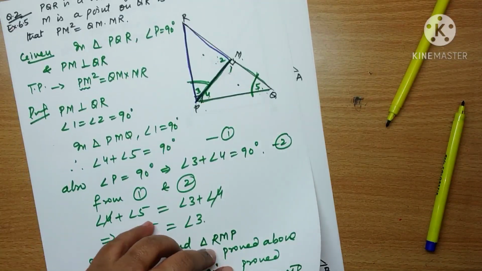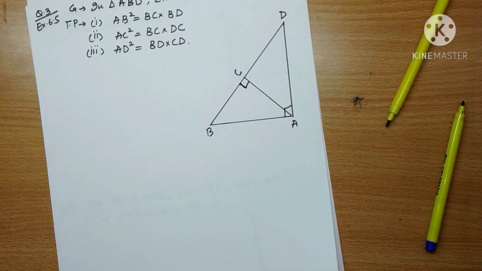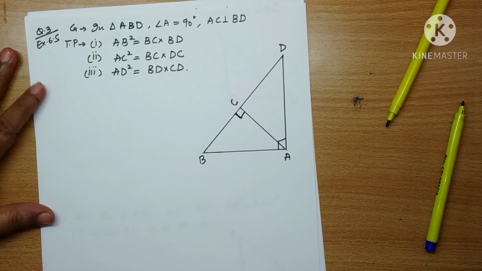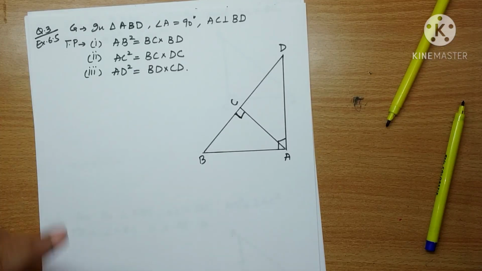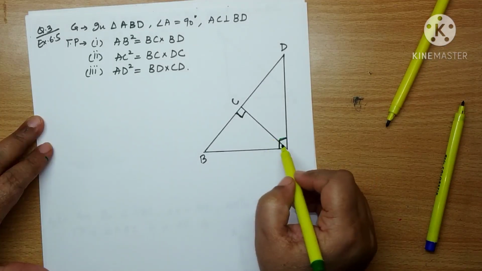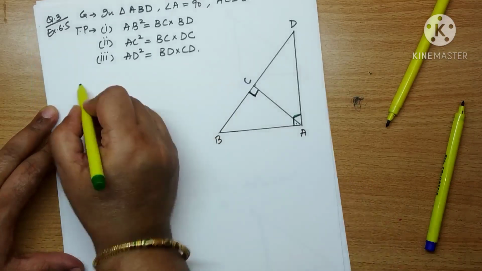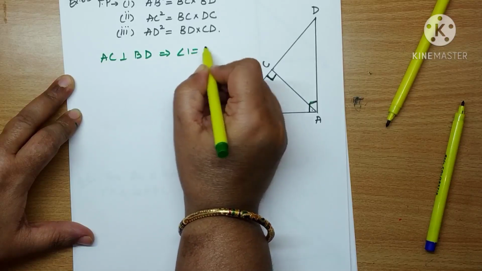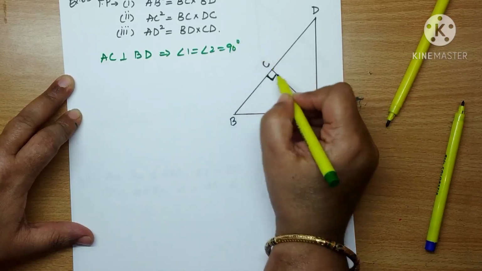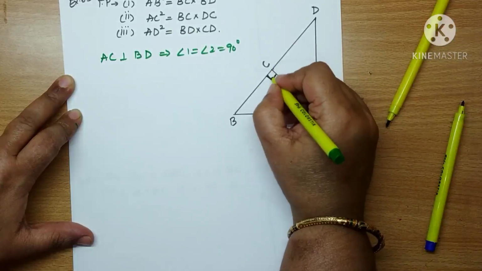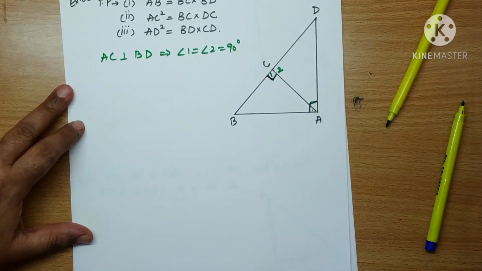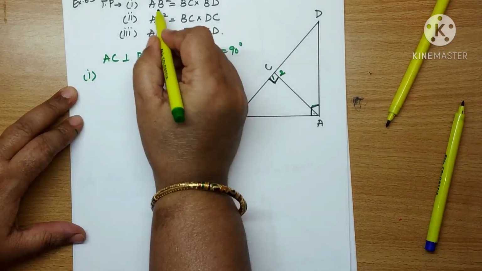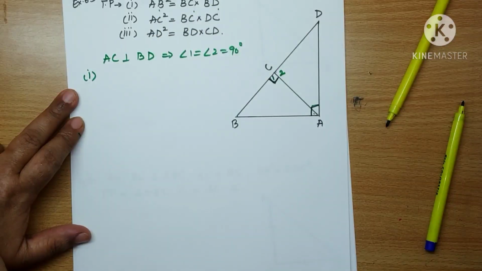Now moving on to your question number 3. Question 3 again is a similar question, just like question number 2. It says in triangle ABD, we have angle A 90. This angle is 90, given, and AC is perpendicular to BD. Now AC perpendicular to BD implies angle 1 equal to angle 2 equal to 90. So whichever angle you want to use, you will use those angles. We have written this. Now first part, I am looking forward to prove AB square equal to BC into BD.